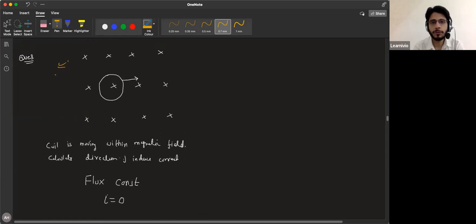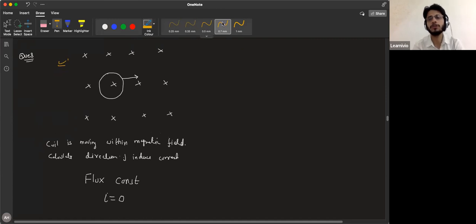Just note it down. Just one last question, then this Lenz's law is over. We'll start motional EMF. If this coil is moving within the magnetic field, that means the flux linked with the coil is not changing. Lenz's law says EMF will be induced only if flux changes. Flux is not changing, so there will be no EMF, there won't be any current.